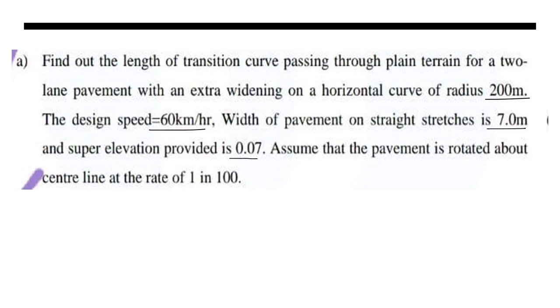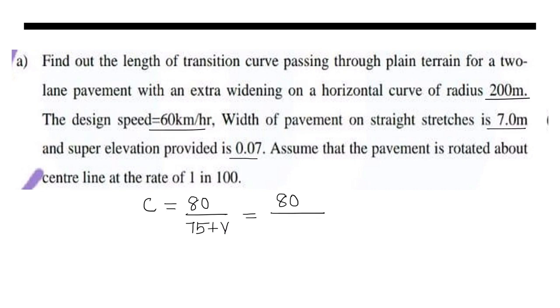Okay. And we need to calculate the length of transition curve. Length of transition curve is calculated based on three criteria and we are taking the maximum value of 3. And first criteria is based on rate of change of centrifugal acceleration. We know that rate of change of centrifugal acceleration C is equal to 80 divided by 75 plus V, and V is velocity in kilometer per hour, that is 60 kilometer per hour.